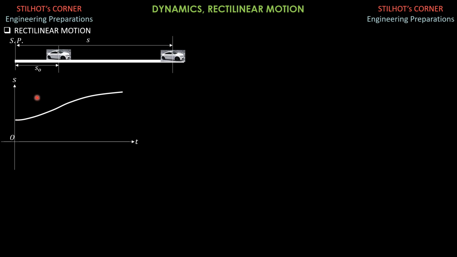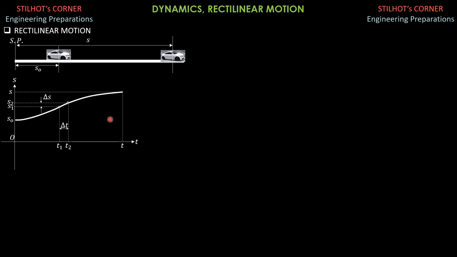Take note that the car begins with position S0. So this is S0 from the origin, and after a time t, the position of the car would be S. Let's consider two periods of time, t sub 1 and t sub 2, and the corresponding positions of the car would be S1 and S2. This is delta t, which is t2 minus t1, while this is delta S, which is S2 minus S1, as shown.